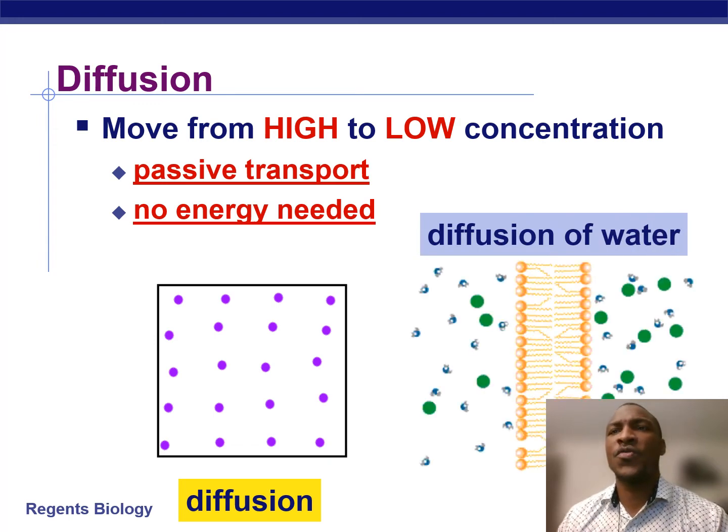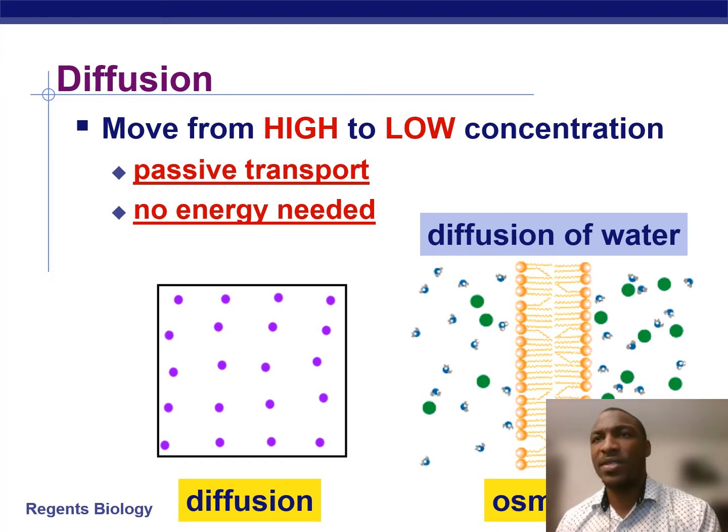So diffusion is any molecule. But what happens when you do it with water? We give it a different name called osmosis. So water can diffuse across membranes as well, but we just give it a different name because it's water. It's called osmosis. But with any other molecule, we call it diffusion. Okay? Remember, diffusion is high to low, no energy required, high part of the hill to the bottom part, and we call it passive.